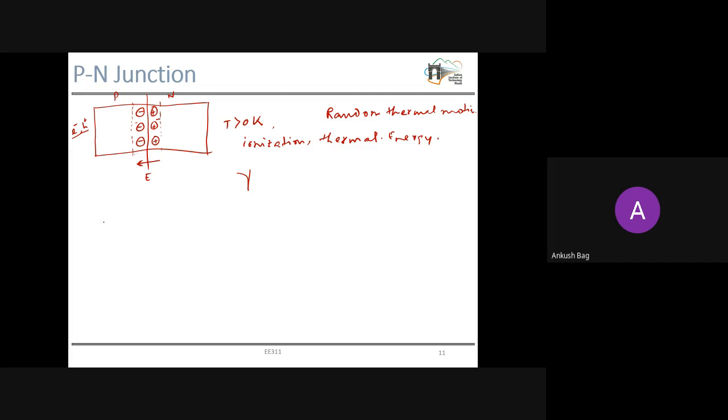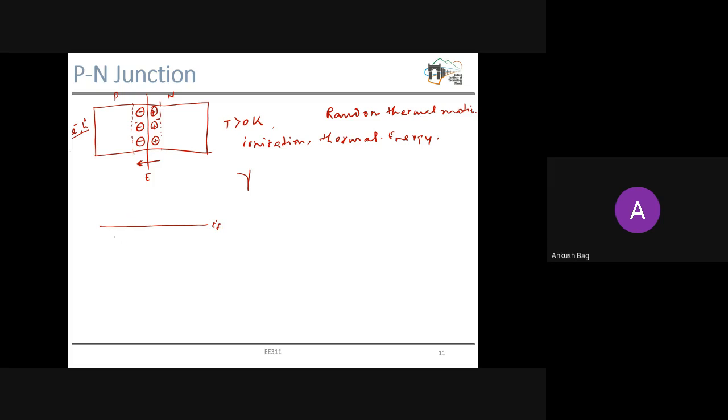Let us quickly see the band diagram now. What will be the band diagram? Once again, this is still under thermal equilibrium, so that means one thing will remain constant across the p-n junction, and that is the Fermi level EF.